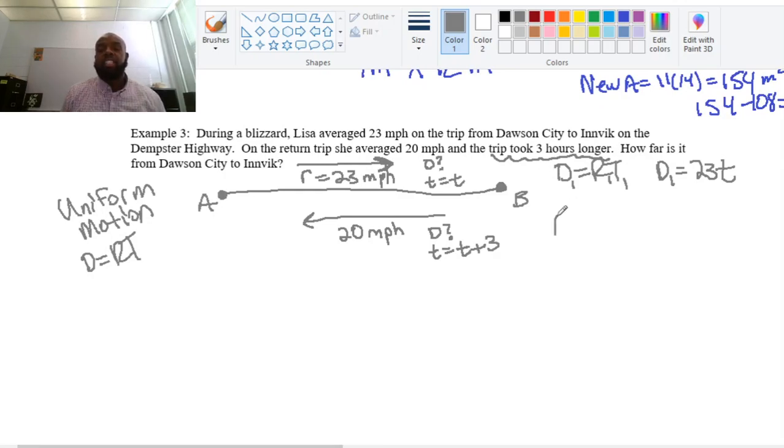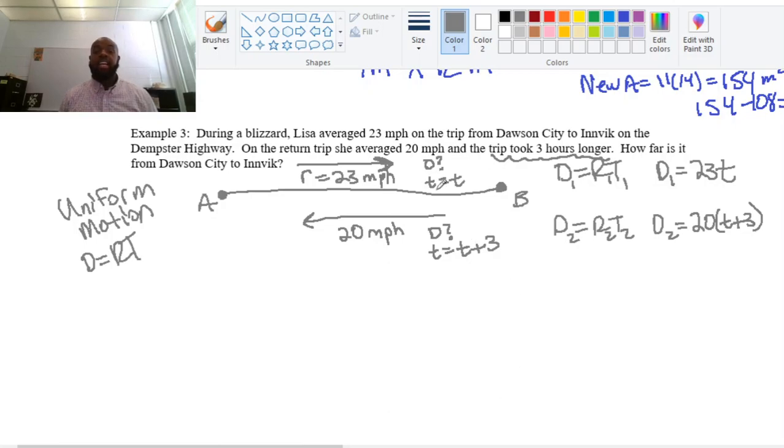And then I have distance equals rate times time on the way back. I'm going to give that a subscript 2. And so D sub 2 is going to be how fast they're going on the way back, which is 20 miles per hour. I multiply that by the time it takes, which is 3 hours more than it did initially. And so I get 20 times T plus 3.